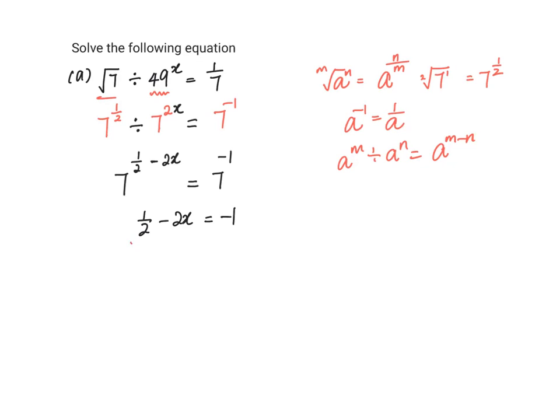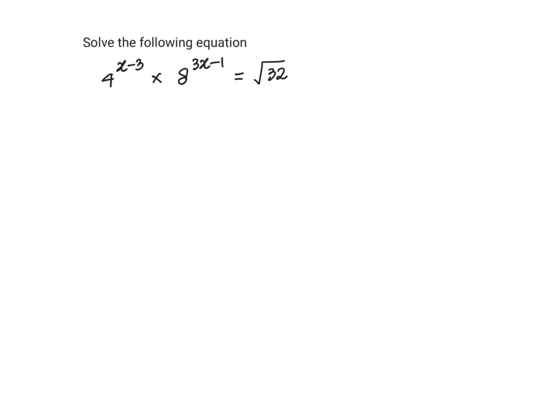There is a half over here. How do we get rid of the half? We multiply by 2, but I need to multiply by 2 to every single term. So times 2, times 2, times 2. That will give me 1 minus 4x equals negative 2. Then we'll try to solve. Negative 4x will equal negative 3. Then x will equal 3 over 4. Answer.